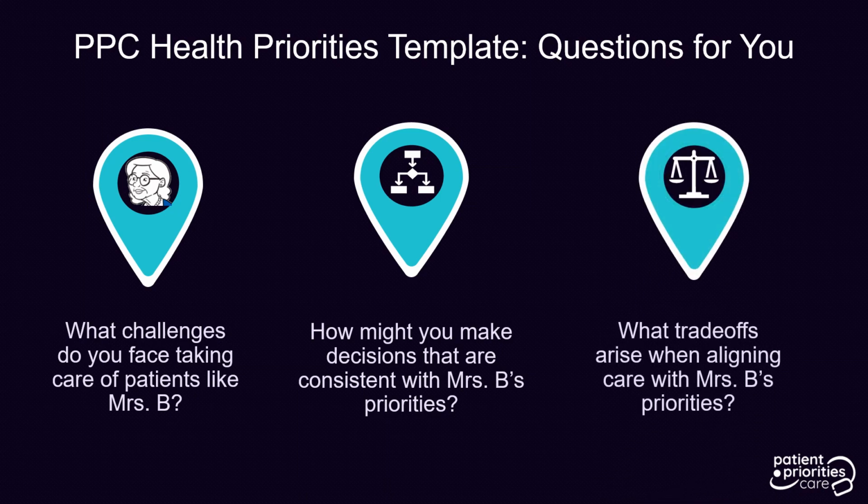And third, what trade-offs arise when aligning care with Mrs. B's priorities? The next slides, we are going to discuss these trade-offs and considerations. And then we're going to try to identify some strategies to help us partner with Mrs. B to help her achieve her health outcome goals.